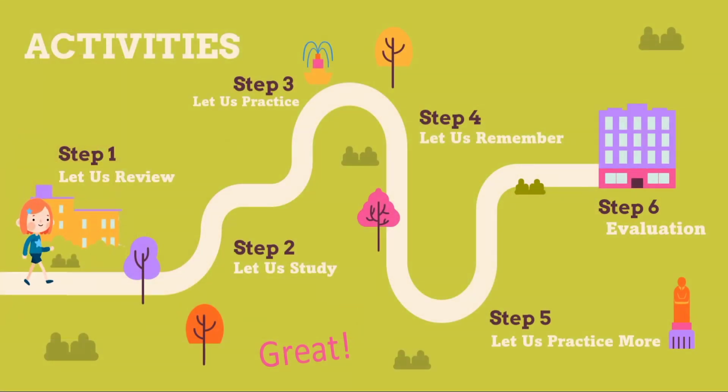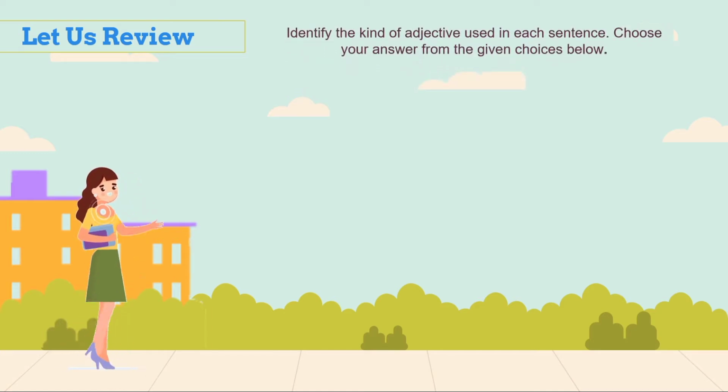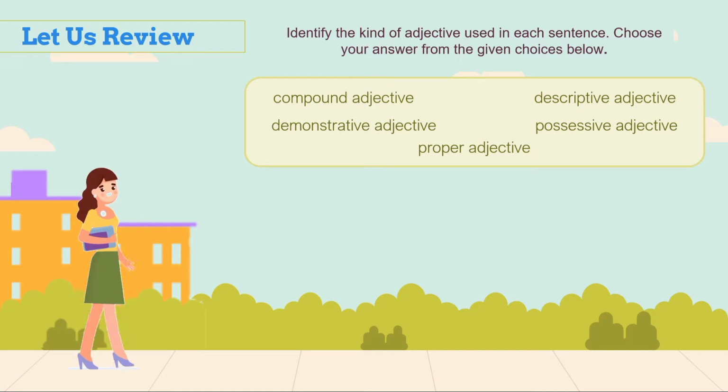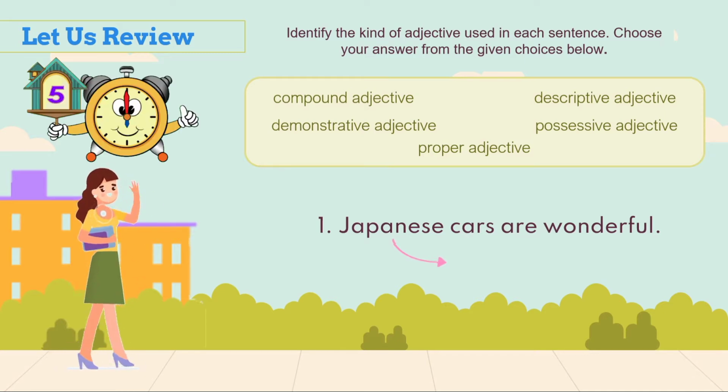Let us review. Let us have first a review on the kinds of adjective. Identify the kind of adjective used in each sentence. Choose your answer from the given choices. So we have the compound adjective, demonstrative adjective, descriptive adjective, possessive adjective, and proper adjective. Okay, so let us have number 1. Japanese cars are wonderful. The adjective used is Japanese. Okay, what kind of adjective is that?